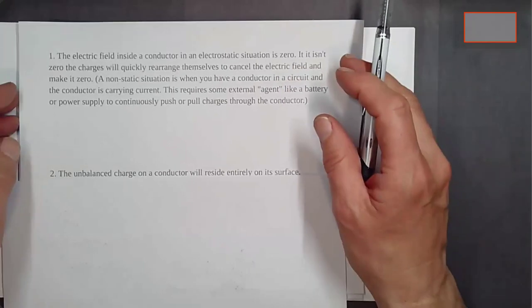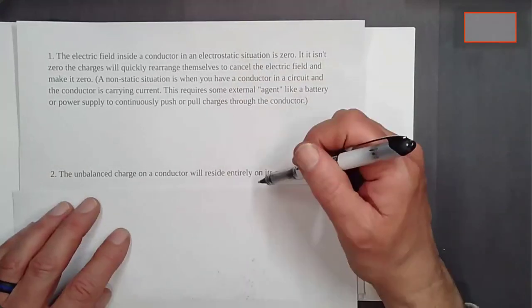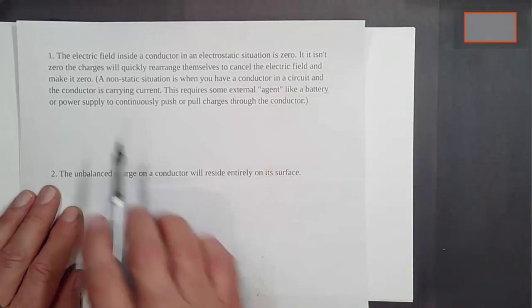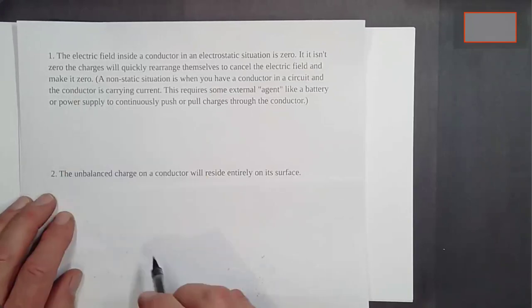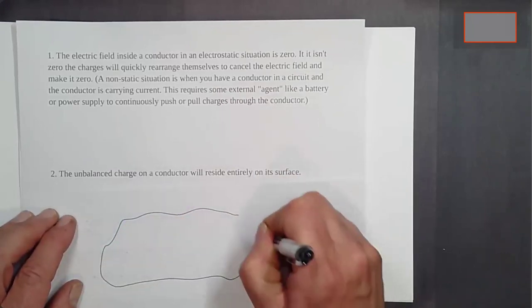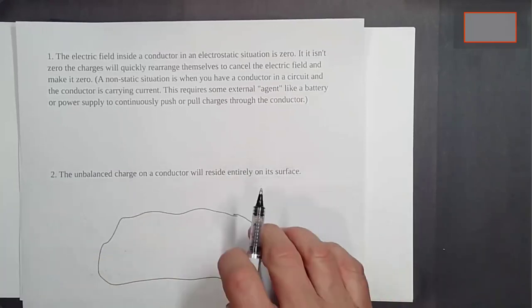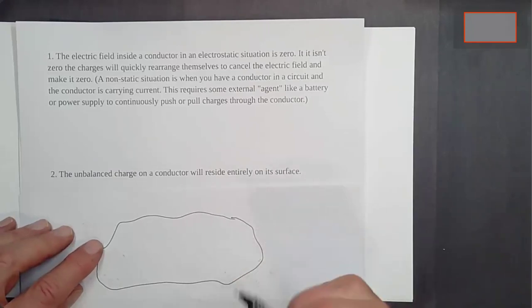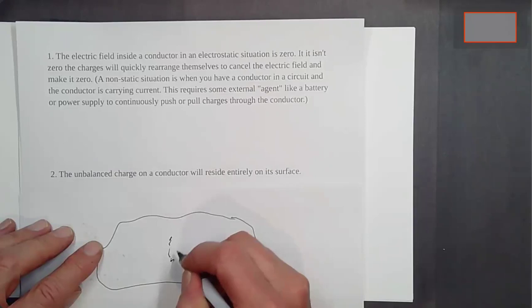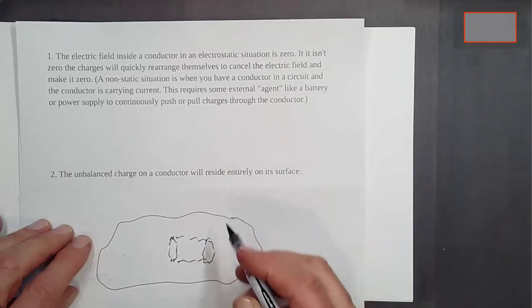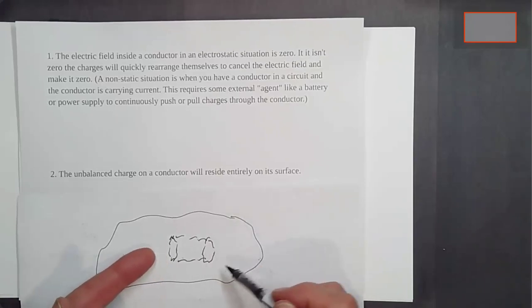A second idea is that the unbalanced charge on a conductor will reside entirely on its surface. This is based off of this idea: the electric field inside a conductor in a static situation is zero. If you imagine that this is some solid blob of something, a conductor for instance, and we imagine making a Gaussian surface on the inside of this thing. The Gaussian surface could be a little cylinder. It could be any kind of a shape. I just tried to draw a cylinder there.